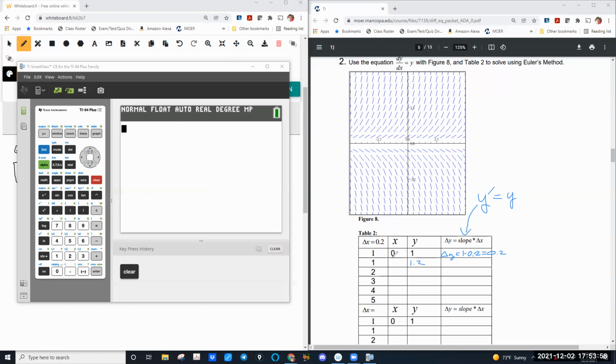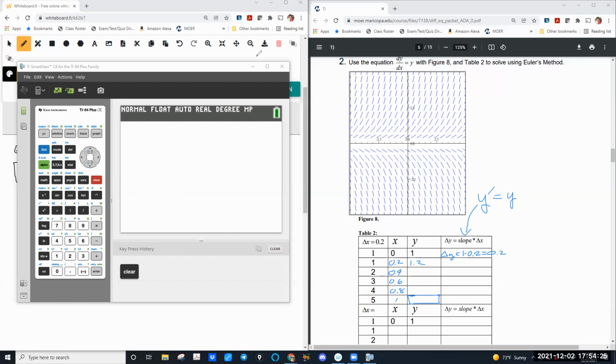Now, like I said, we can fill in the x column right away. Delta x is 0.2, so it's going to go 0, 0.2, 0.4, 0.6, 0.8, and then finally 1. Well, remember, we wanted to estimate y of 1. So we're looking to get our solution, which is going to be when we fill in this box right here.